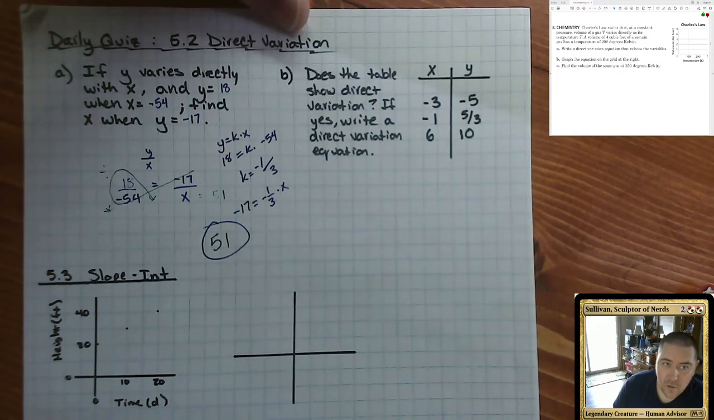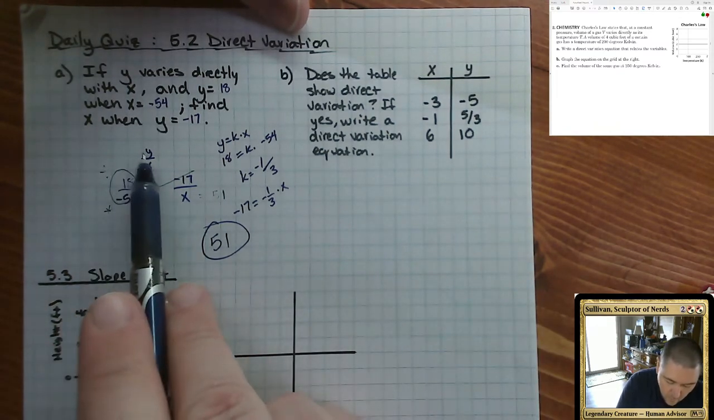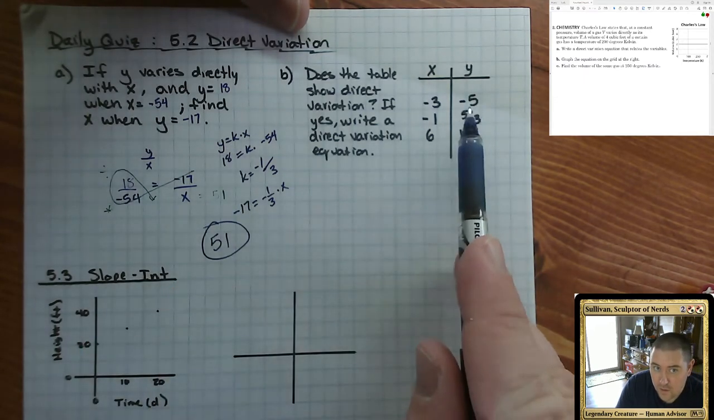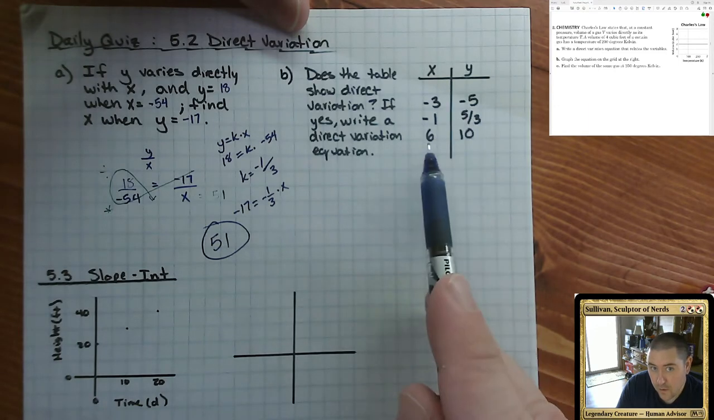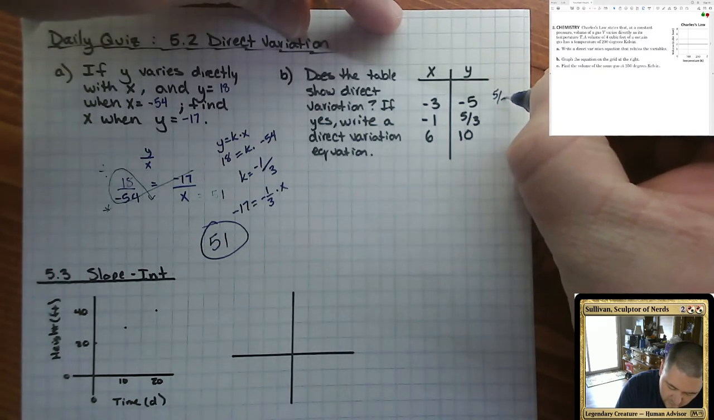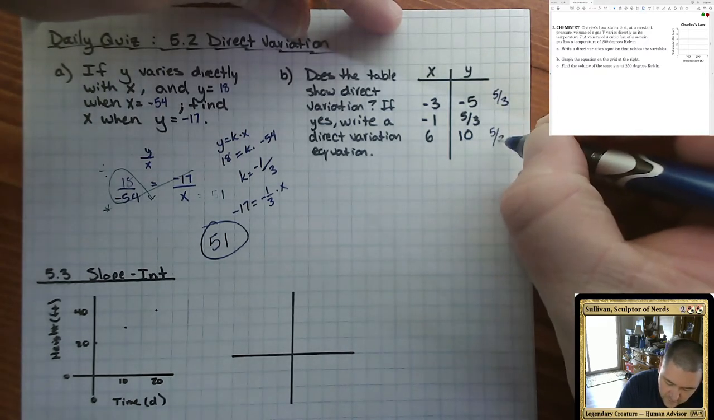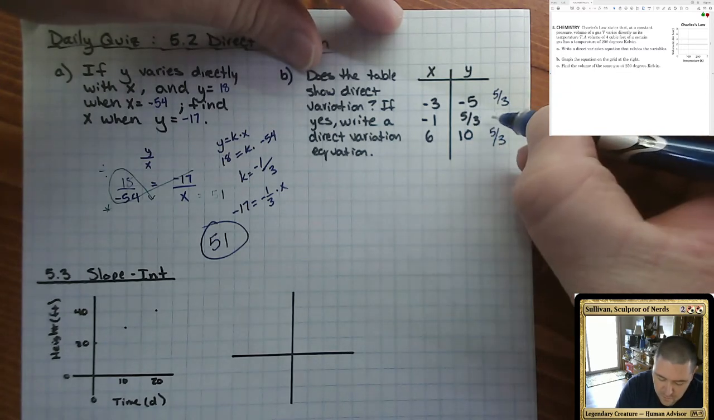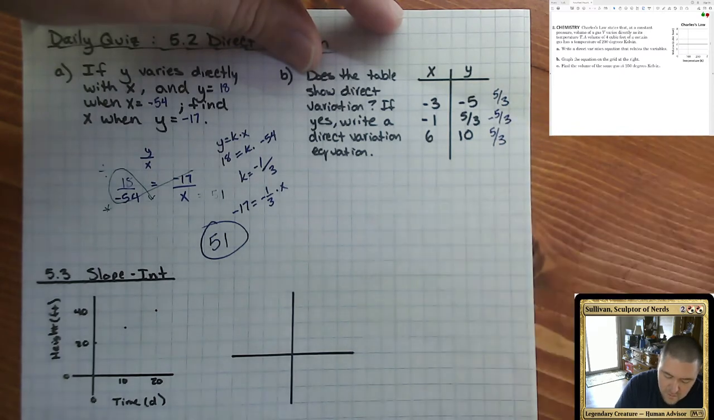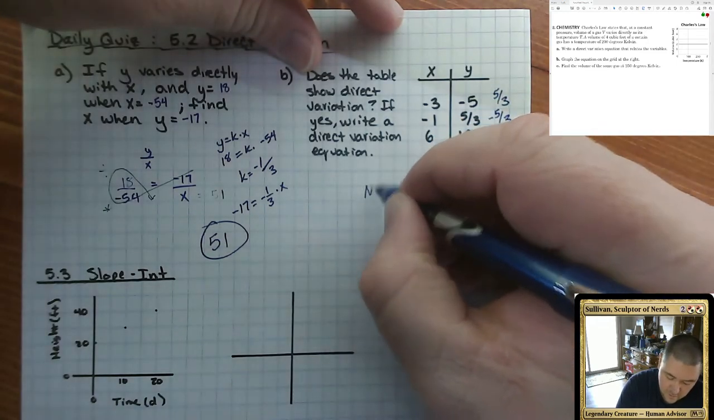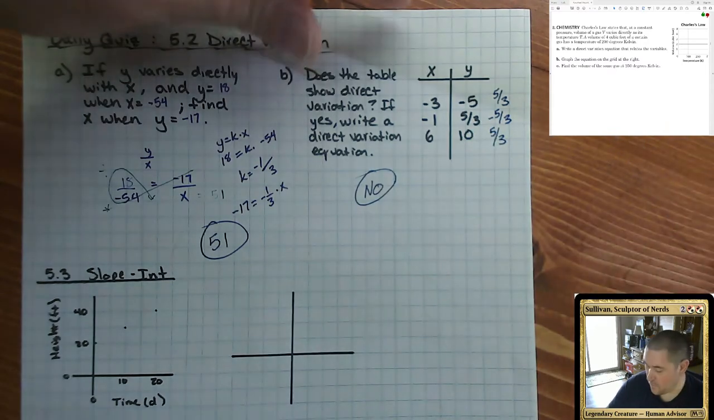For the table showing direct variation, the idea was if y over x equals k, then for every one of these I should be able to take y divided by x, and they're all going to come out the same. In this case, I get a positive 5/3. In this case, I get a positive 5/3. But if you were slowing down and paying attention, you would catch that this one was a negative 5/3. If that is direct variation, this should have been positive. So I would just say no, and that's it.